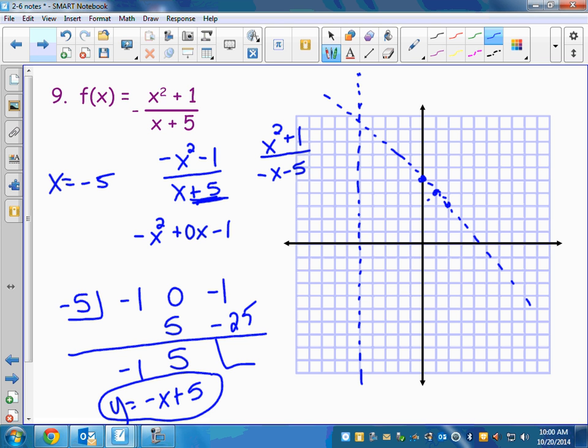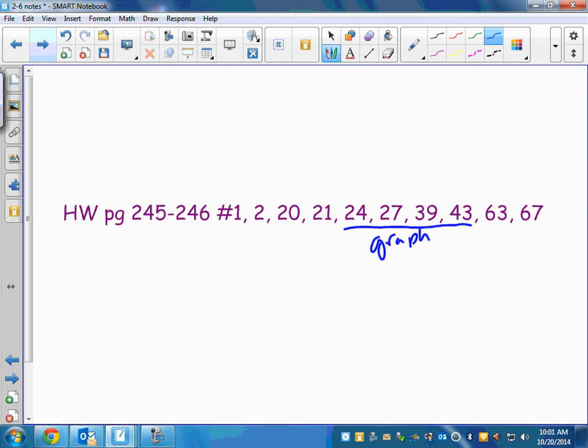And on your test, there will be questions from this section that say find all asymptotes, and there will be a question that you have to graph, and I'll even tell you it has 2 vertical asymptotes in it. Kind of a review from chapter P with a little extra. Really only 10 problems. They're all individual problems. 24, 27, 39, and 43, I do want you to graph those.